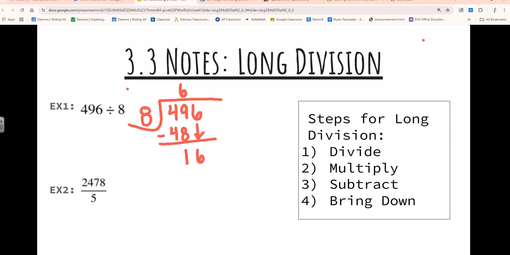So we got 16, right? So it's the same process over and over again. How many times does 8 go into 16? 2. And then 2 times 8 is 16. We subtract, we get 0, we stop there. 62 is our answer.